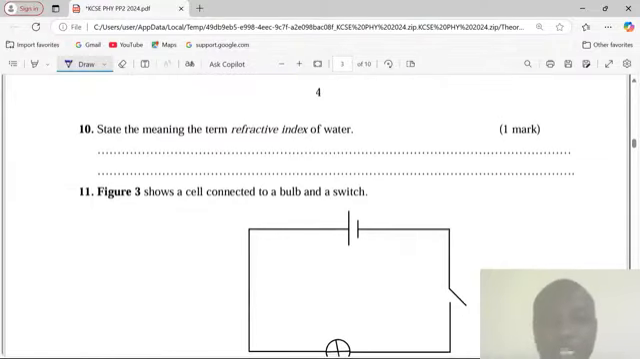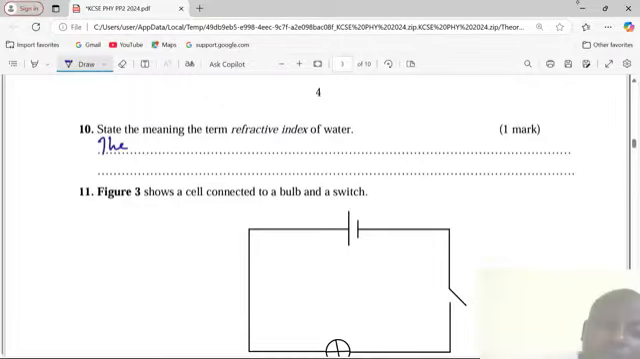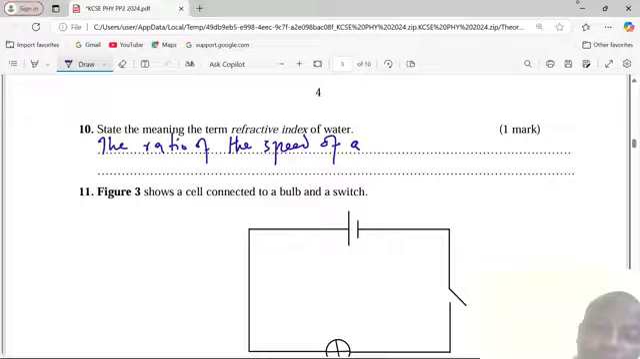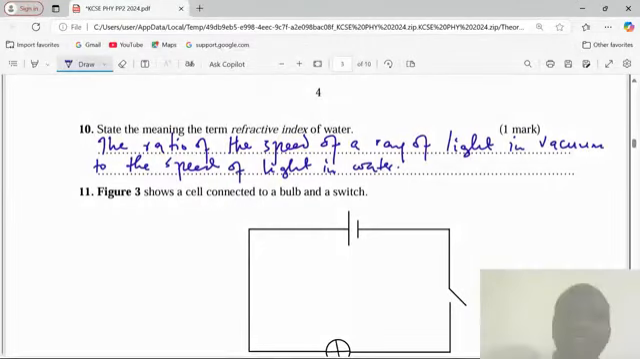At number 10, we are taught to state the meaning of the term refractive index of water. Refractive index of water is the ratio of the speed of a ray of light in air to that in water.